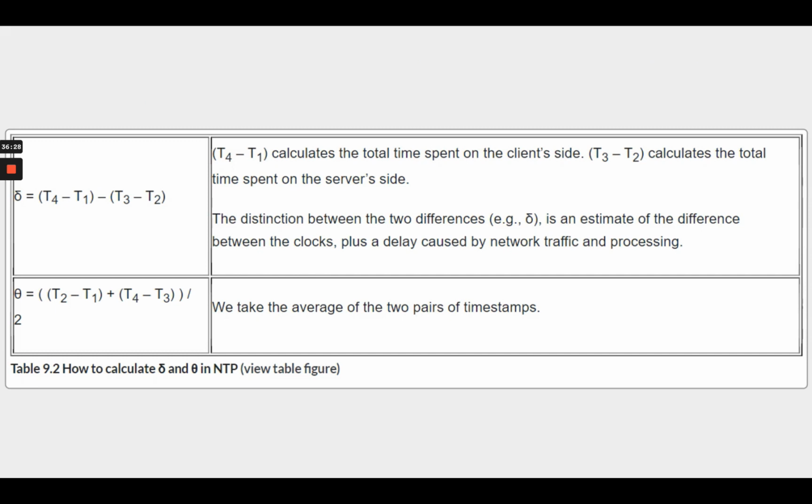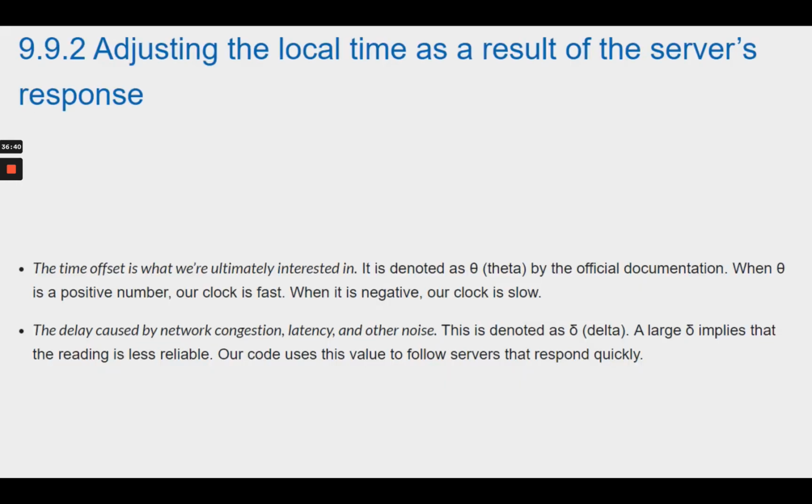The NTP documentation provides two equations to help resolve the situation. Our aim is to calculate two values. Table 9.2 shows the calculations. The time offset is what we're ultimately interested in. It is denoted as theta by the official documentation. When theta is a positive number, our clock is fast. When it is negative, our clock is slow. The second value is the delay caused by network congestion, latency, and other noise. This is noted as delta. A large delta implies that the reading is less reliable. Our code uses this value to follow servers that respond quickly.